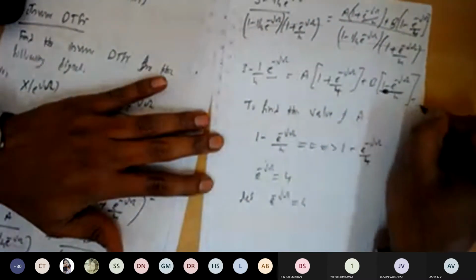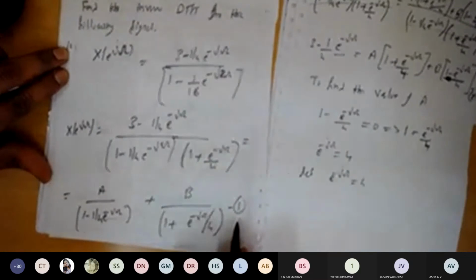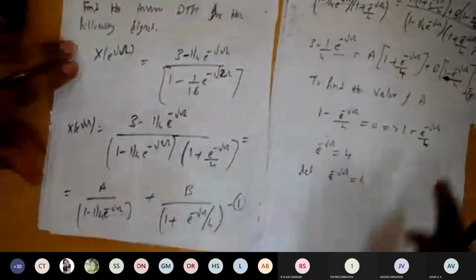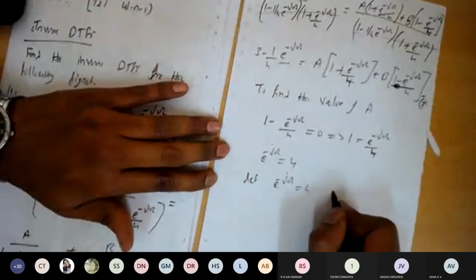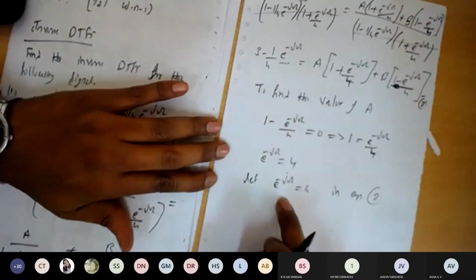Okay, so I can call this equation number 1, and this one I'm going to call equation number 2 here. So in equation 2, let us make this substitution.